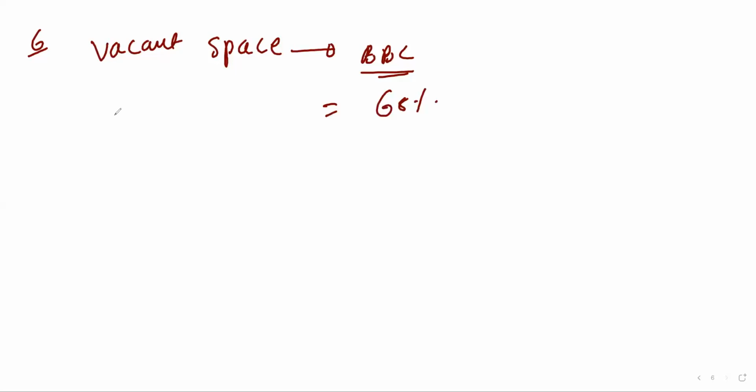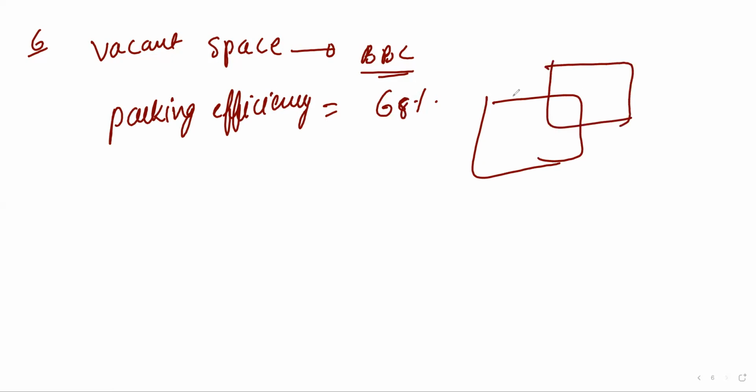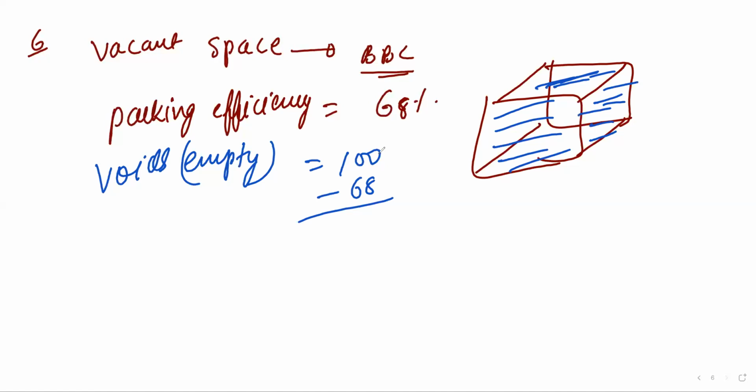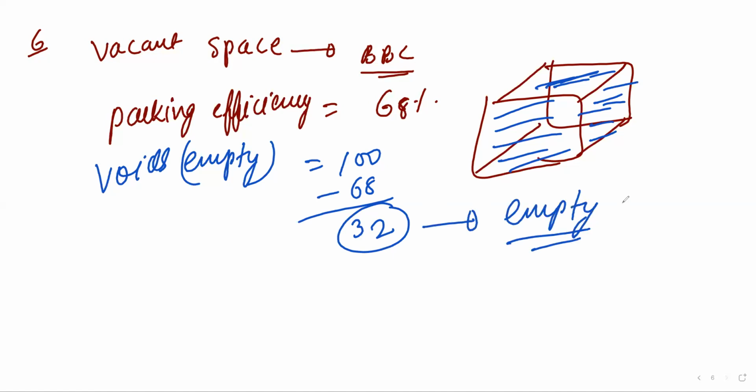It is called packing efficiency. It is 68%. So suppose this is your cubic unit cell, 68% space is occupied, right? Occupied only. How many spaces are required? Void are empty. It is nothing but 100 minus 68. So how much it is? This will be 32. So 32% space is empty in BCC.